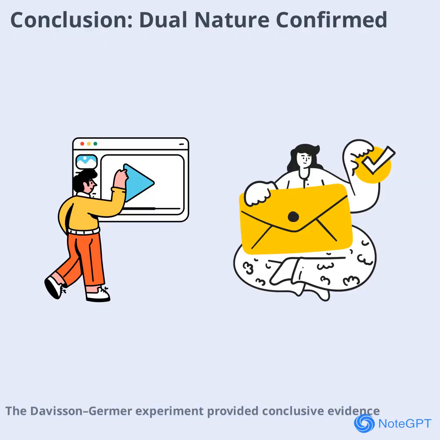The Davisson-Germer experiment provided conclusive evidence for the dual nature of matter. Electrons, which were traditionally considered particles, were shown to exhibit wave-like properties under certain conditions. This discovery was a major milestone in quantum physics, supporting the idea that all matter has both particle and wave characteristics. It also validated de Broglie's theory and paved the way for further research into quantum mechanics.